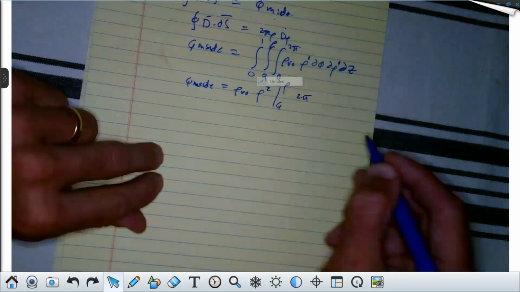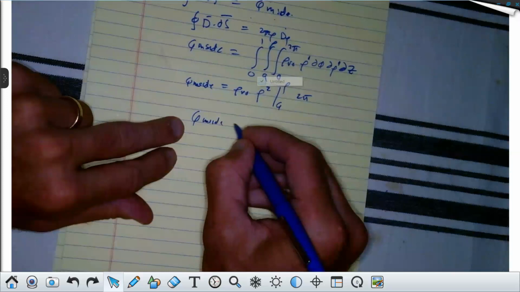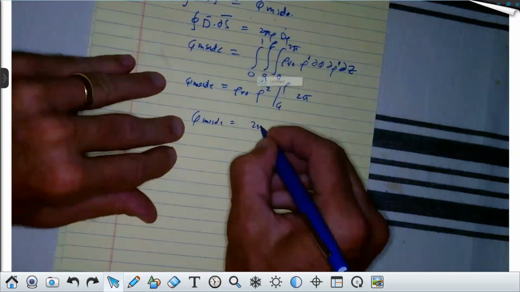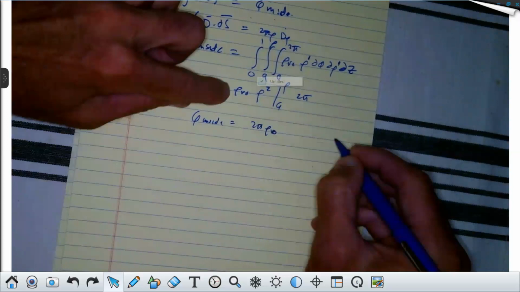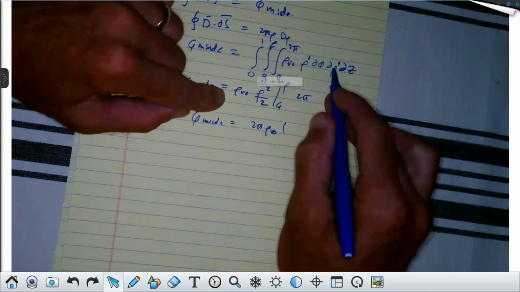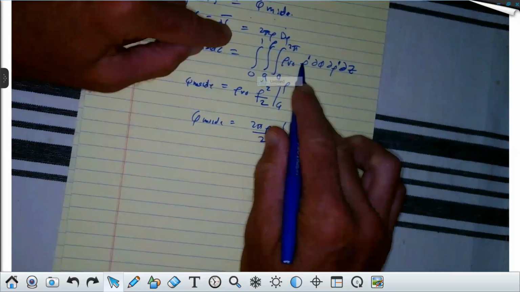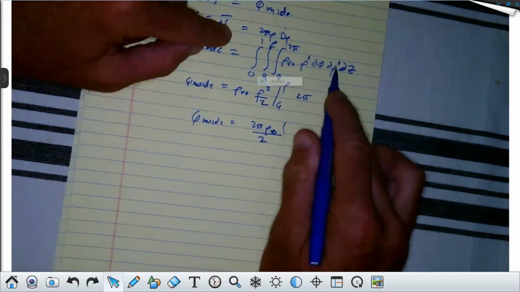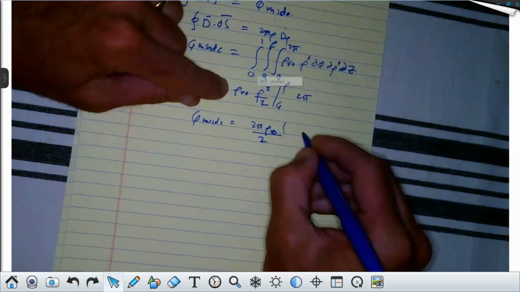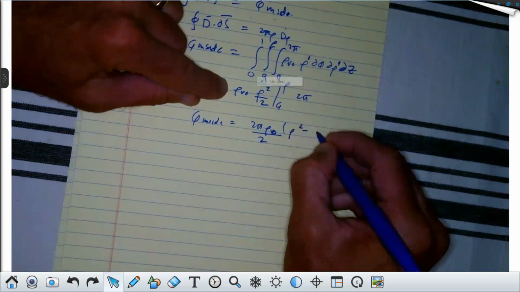So that means the charge inside will be equal to 2 pi rho v 0, and then it's going to be divided by 2, right? This is going to be rho squared over 2. When you get rho prime d rho prime, it's rho prime squared over 2 evaluated from a to rho. And then you're going to get rho squared minus a squared. And a, of course, is 4 centimeters. So that's the charge inside, and it's equal to 2 pi rho d rho.